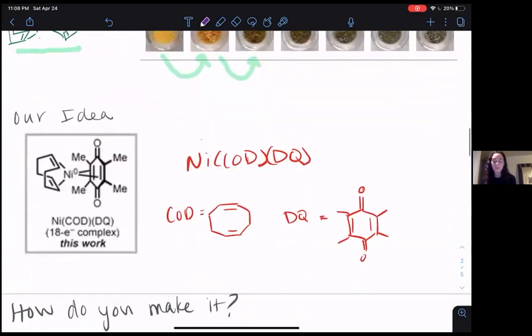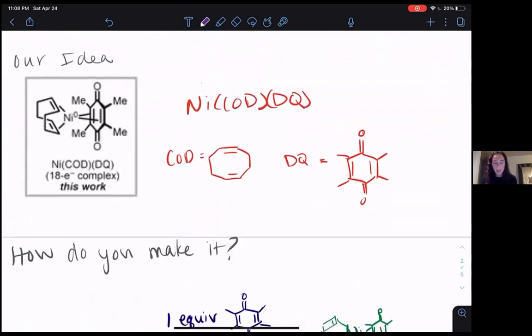So we had an idea. We wanted people to be able to use our chemistry. And so we resurfaced a transition metal complex that had been made in the early 60s called nickel cod DQ, where cod stands for cyclooctadiene, which is seen here, and DQ stands for duroquinone, which is the name of this compound here. Nickel cod DQ is an air stable complex that acts similarly to nickel cod, the yellow stuff I showed before, except it doesn't decompose in air. In fact, you can store it in air indefinitely, and it will work in your reaction.